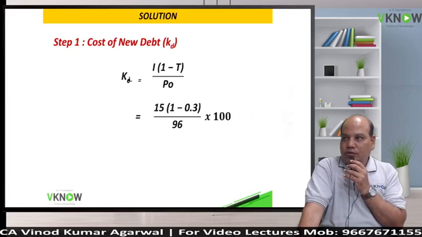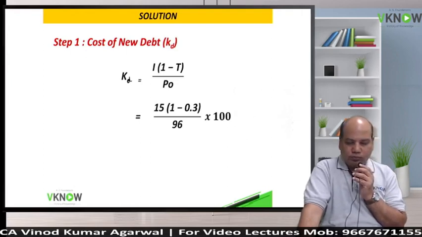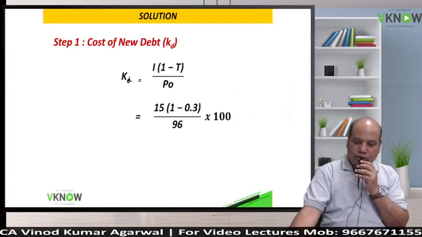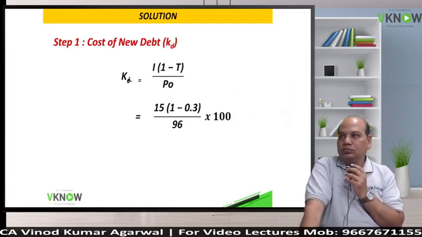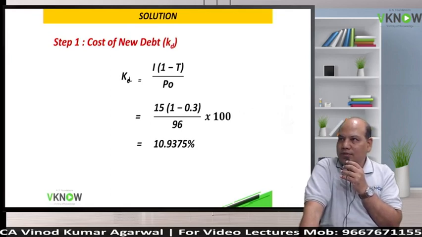So interest rate is 15% on new debenture into 1 minus 0.3, divide by 96 into 100. So please solve. Around 10.9375% you are getting. 10.9375%. Yes, write down.